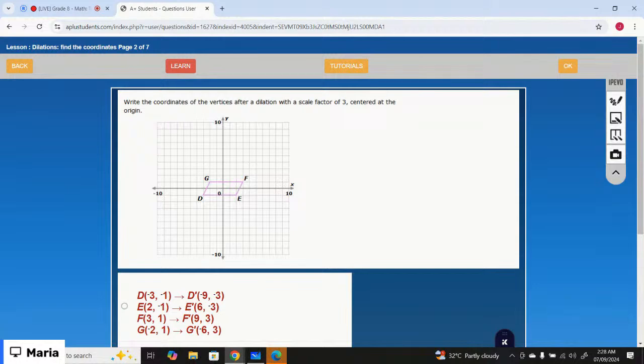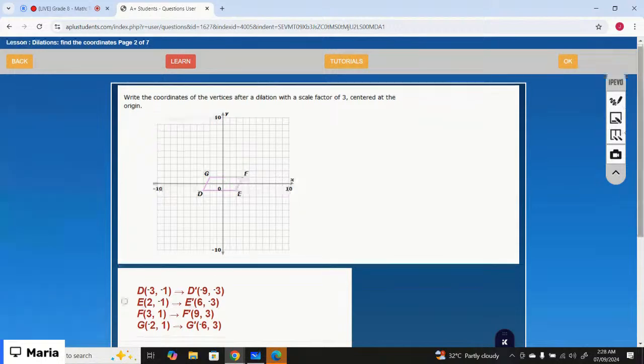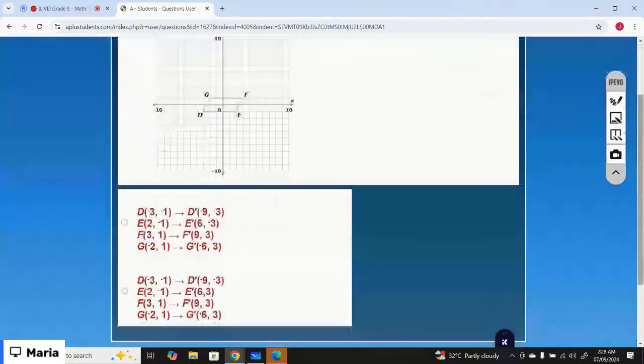So which is the correct option? Dilation by the scale factor of 3, right? Option number 1 is the correct option, right? The correct option is option number 1.